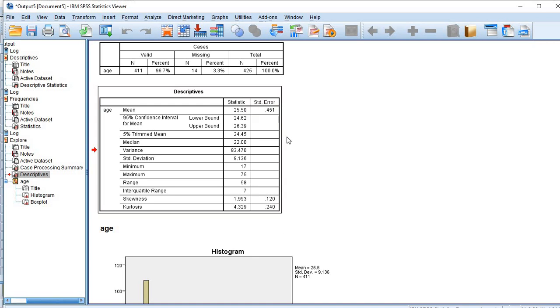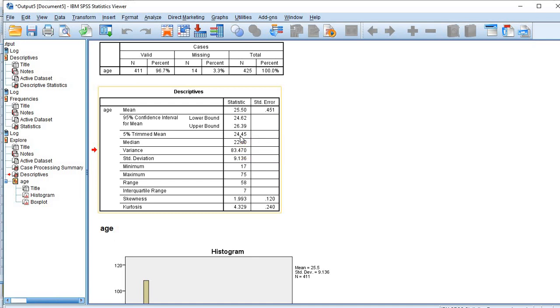You realize that there's a difference between the mean and the 5% trimmed mean. The trimmed mean is a mean of the variable when the top and the bottom 5% of the scores have been excluded from the computation. Suppose we have values and we exclude some cases, 5% of the top and 5% of the bottom. The mean of those remaining values is what we call the 5% trimmed mean.